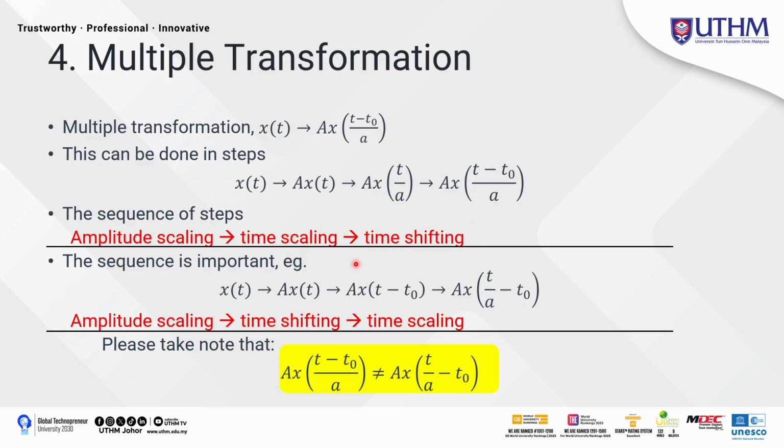You also can solve via the sequence of amplitude scaling, time shifting, then time scaling. So if you do the time shifting first, that will be a x(t minus t naught). So this part is a shifting. Then followed by time scaling, so time scaling is t over a minus t naught. So minus t naught actually is from the time shifting. You take the latest answer from the time shifting and do the time scaling. Please take note that these two outputs, a x((t minus t naught) over a) compared with t over a minus t naught, are not the same. They are not equivalent, okay?